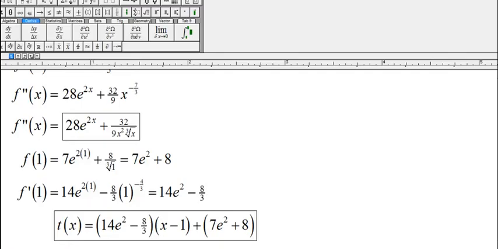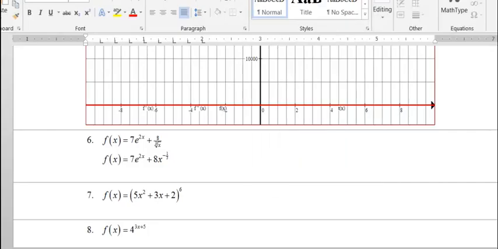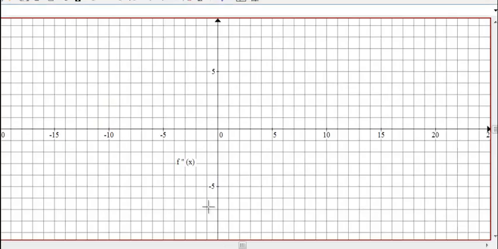Okay, so let's graph those and take a look at the graphs and make sure everything seems to look right on the graphs for us. So let's start by graphing the original function. Y equals 7 times e to the power 2x. Notice I put the 2x in parentheses. Plus 8 divided by the cube root of x.